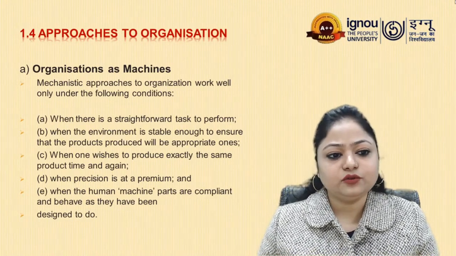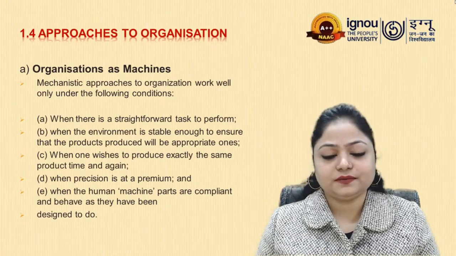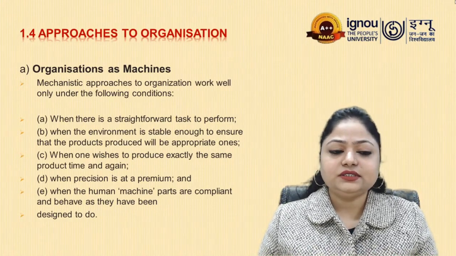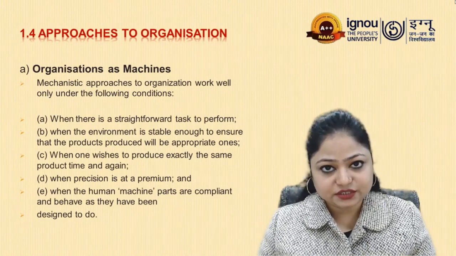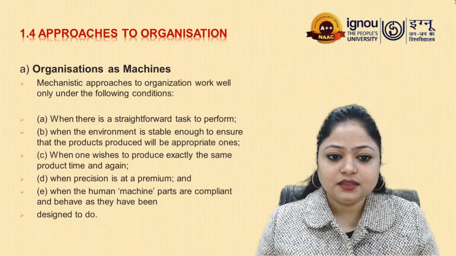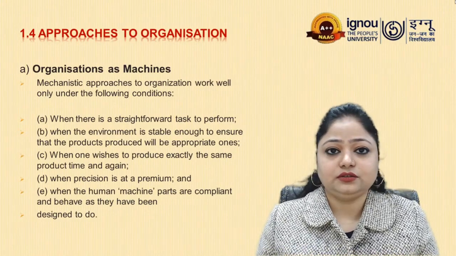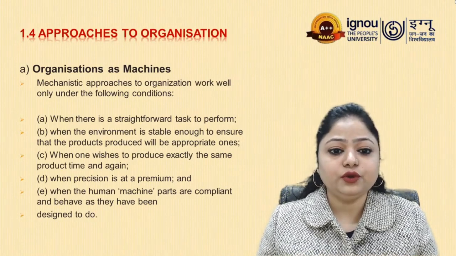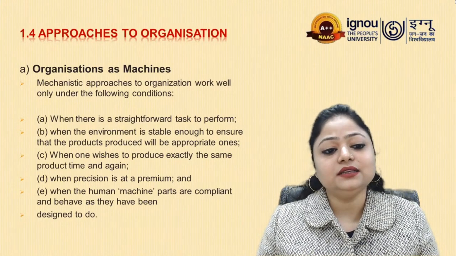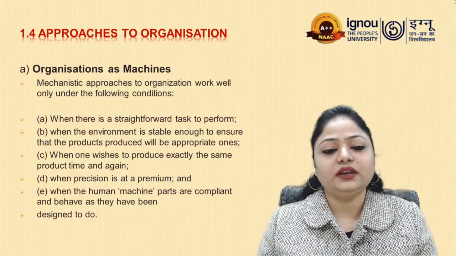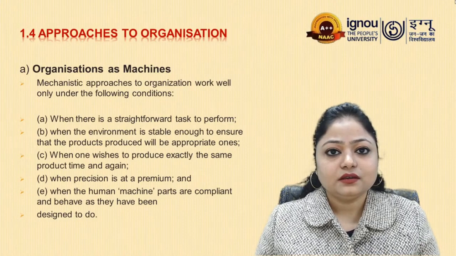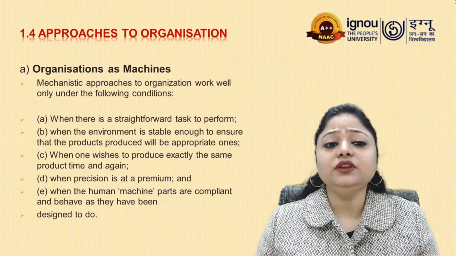Then, when the environment is suitable enough to ensure that the product produced will be appropriate. So once the environment does not have any turmoil or does not pose any threat, till then, the organization can be treated or understood as a machine. But once there is a turmoil, any change, any factor which is going to affect our internal transformation process, then there will be a problem in understanding it as a machine. So the environment has to be stable enough to view organization as a machine. Another assumption is that when one wishes to produce exactly the same product time and again, then only we can view organization as a machine. Then when precision is at a premium, there is no scope of any error, then only we can consider it as a machine.